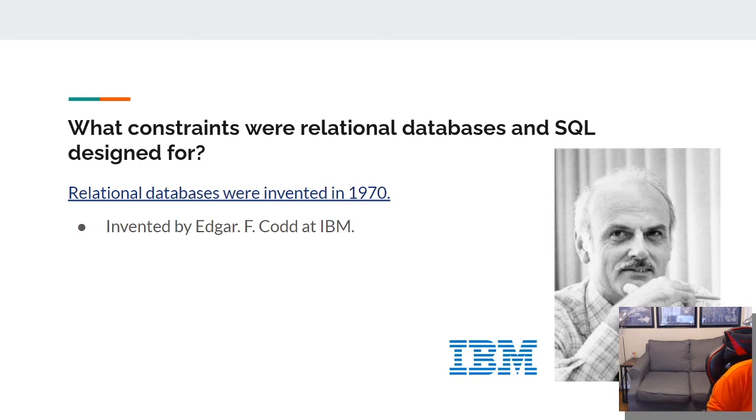About 50 years. Have a lot of things changed in the last 50 years? Yes, a lot of things have changed in terms of hardware and software. They were running things on mainframes in the 70s. Hardware was not what it is today. In fact, the invention of the relational database somewhat predates the first Intel microprocessor. So when this was first invented, we're still talking about computers that are the size of rooms. That's the kind of world that we're talking about.